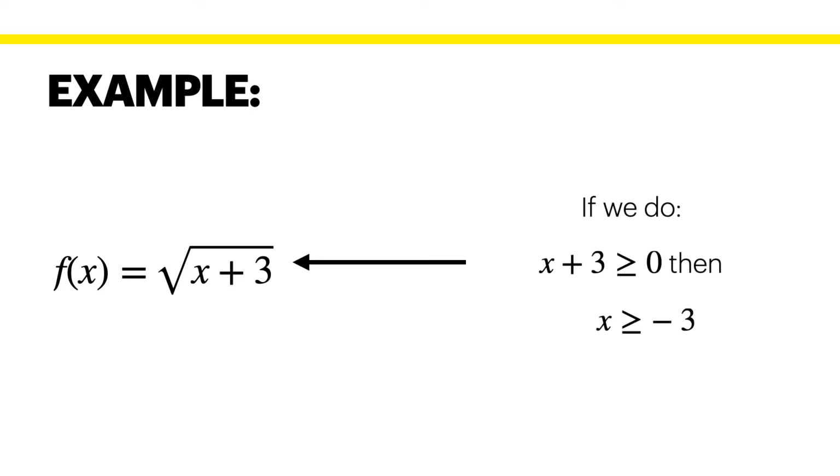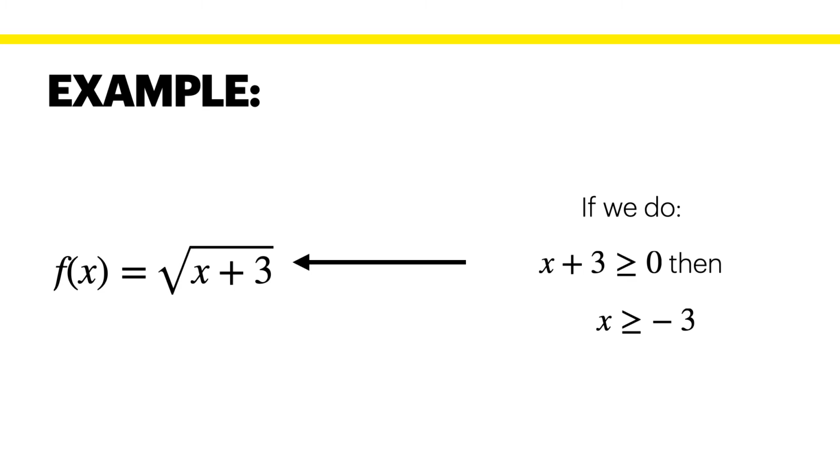Now, if we are going to isolate the value inside the radical, x plus 3, and we equate it to 0 or greater than 0, then we should have an inequality that goes x must be greater than or equal to negative 3. The meaning of this is that if you try to put any number less than negative 3 into the whole radical, you're going to end up with a negative number.